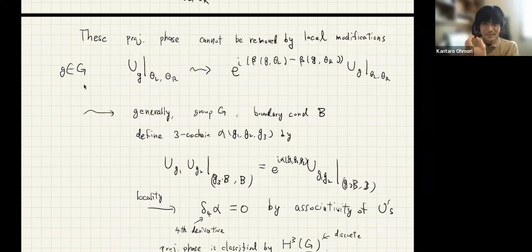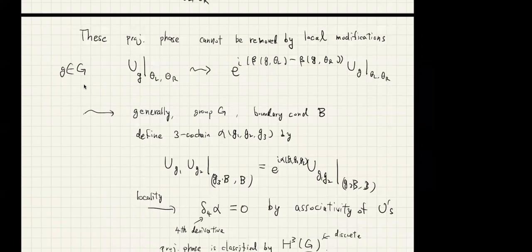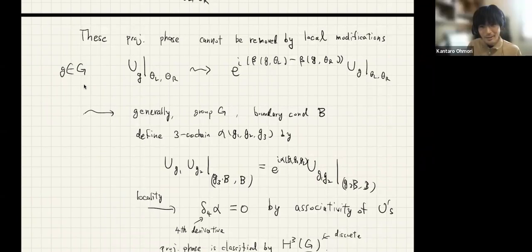I secretly exchanged that violation of associativity for a violation of the multiplication law, but paying the price that this U of G acts not as a linear map from the Hilbert space to itself, but as a linear map between different Hilbert spaces. So here I'm secretly doing that kind of thing.